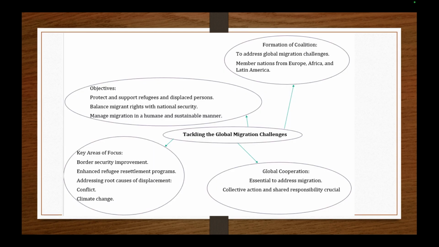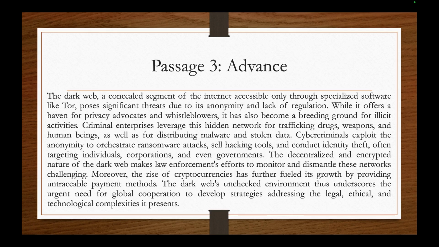Now, that's how you map this information. At the center, tackling the global migration challenges. That is exactly the theme of this particular passage that we have studied: tackling the global migration challenges. Again, formation of coalition, then objectives of that coalition, then key areas of focus, and why global cooperation is required. All right, now let's look at the last passage for the mapping method.